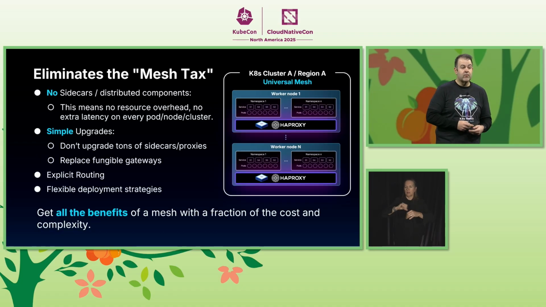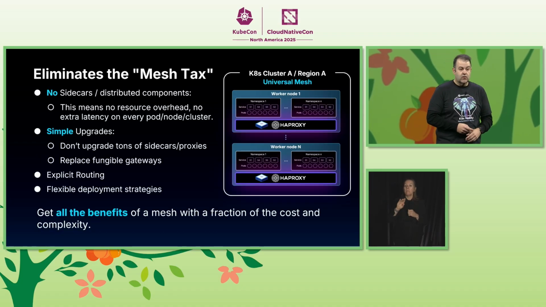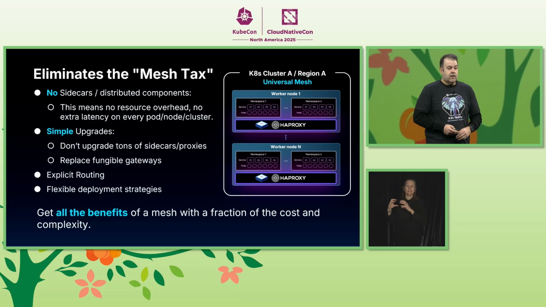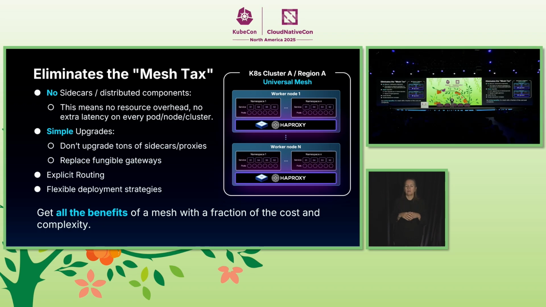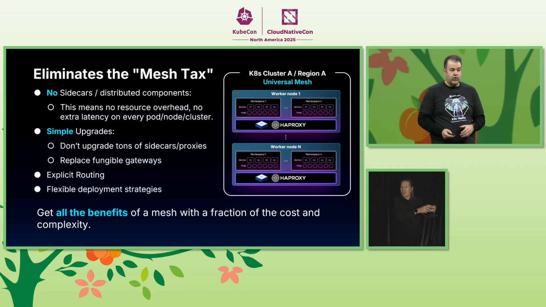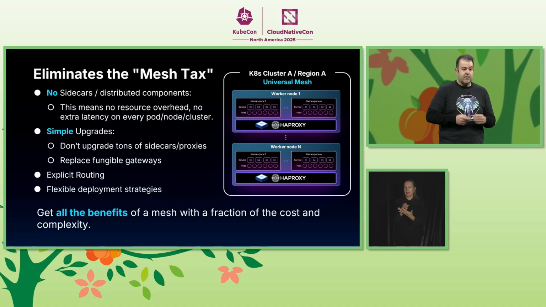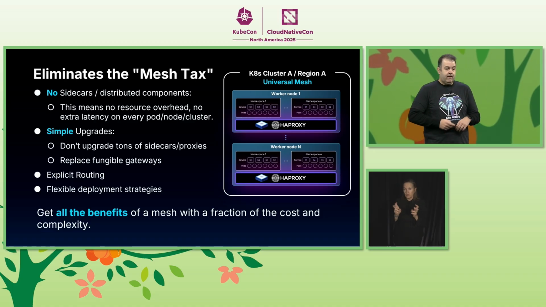It essentially eliminates the mesh tax. No sidecars or distributed components. This means reduced overhead, no extra latency on every pod, node, or cluster. Simple upgrades, automated replacements of HAProxy: a few powerful HAProxy instances versus tons of sidecars and distributed components. And we chose to go with explicit routing, enabling transparency for when issues inevitably arise. You get all the benefits of a mesh at a fraction of the cost and complexity.